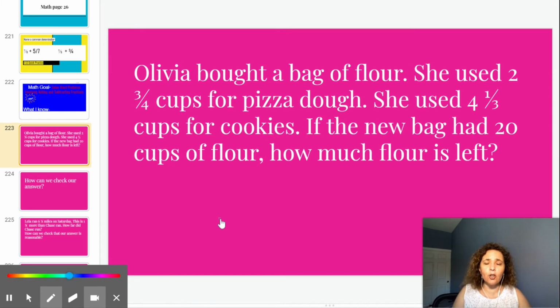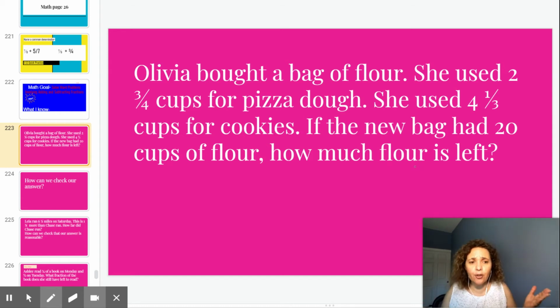Okay, so let's take a look at our first word problem. Olivia bought a bag of flour. She used 2 3/4 cups of flour for pizza dough. She used 4 1/3 cups for cookies. If the new bag had 20 cups of flour, how much flour is left? So, how do you think we solve this? Okay, pause the video and see if you can figure it out, then come back to me.